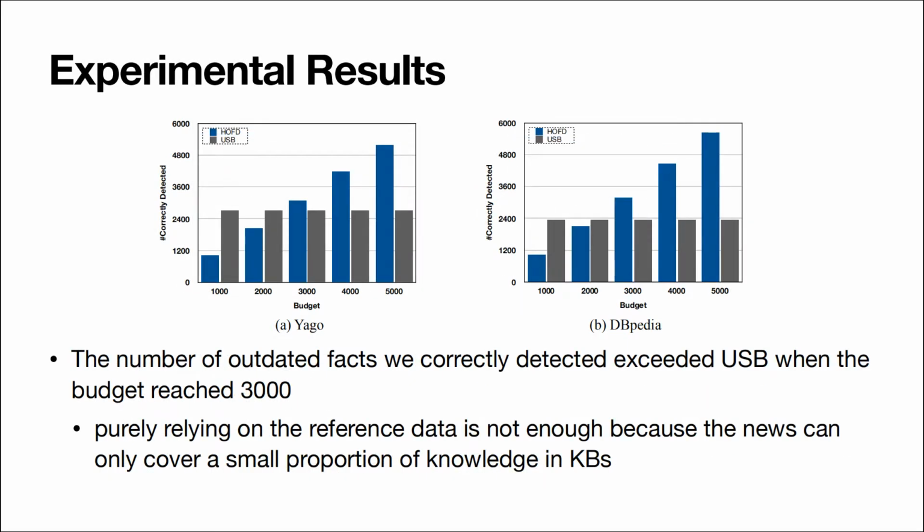In the following two figures, we can see that as the budget rises, the number of outdated facts we correctly detected also increased. When the budget reached 3,000, it had exceeded the number of outdated facts detected by USB, which bore out the claim that purely relying on the reference data is not enough because the news can only cover a little.